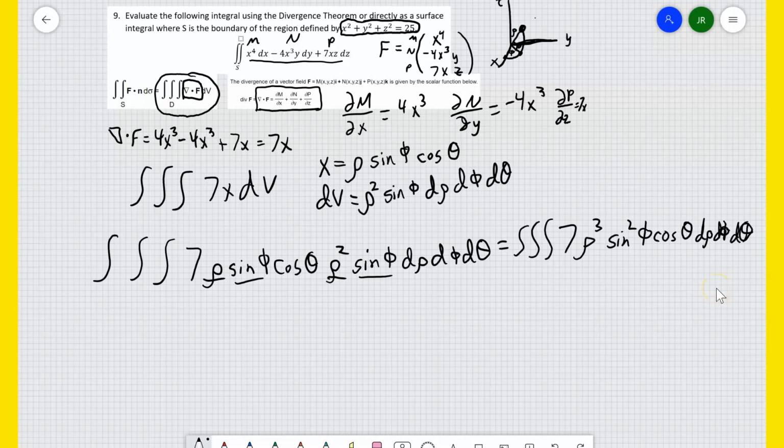Now we need some limits of integration. What should they be? All right, we should now think about this sphere. Okay, I want you to think of this sphere.